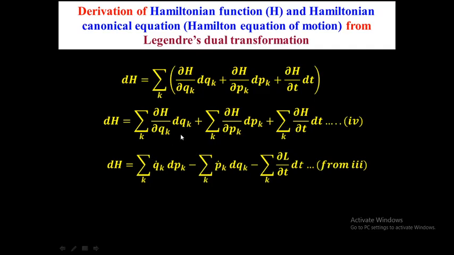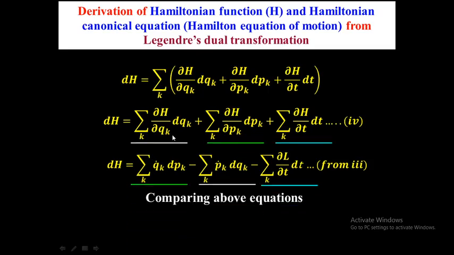After comparing, look here. Here is dpk, here is dpk. The coefficient of dpk is del H by del pk, and here it is qk dot. So qk dot is equal to del H by del pk. Here the coefficient of dqk is minus pk dot, and here the coefficient of dqk is del H by del qk, so minus pk dot is equal to del H by del qk. In the third term, the coefficient of dt is del H by del t, and here the coefficient of dt is minus del L by del t, so del H by del t is equal to minus del L by del t.